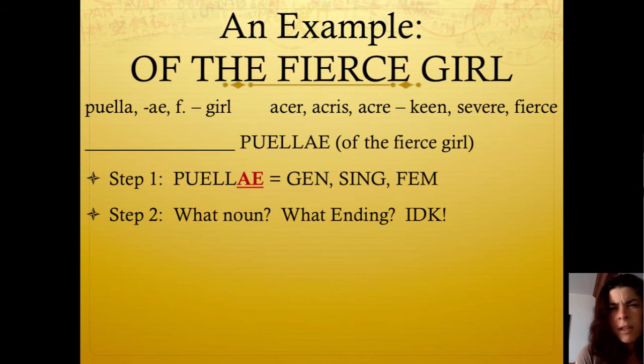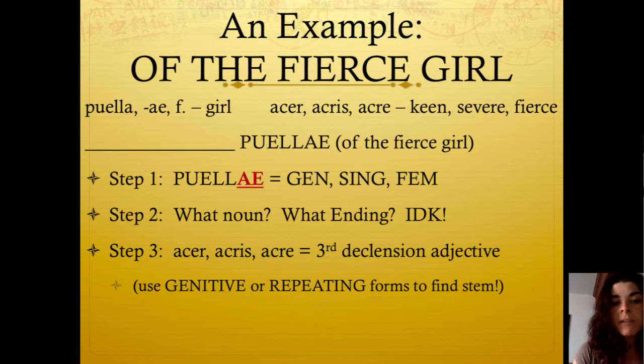Step 2. What noun are we modifying again? I totally forgot, right? Yeah, we're not remembering what that is. We just need to remember genitive, singular, and feminine, right? So, step 3, take a look at acer, acris, acre. We know this is a third declension adjective because it's using these 3 forms, but none of them follow that pattern of the us, or the r. It has an is and an e. That's obviously third declension, right?